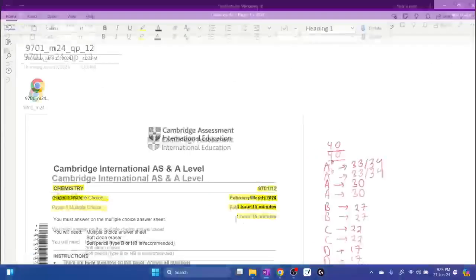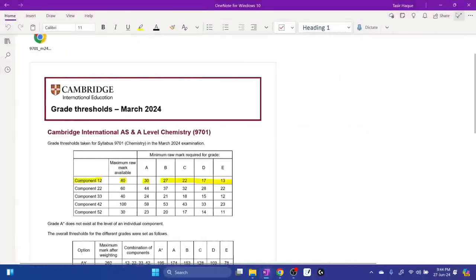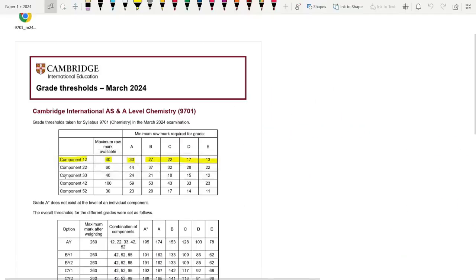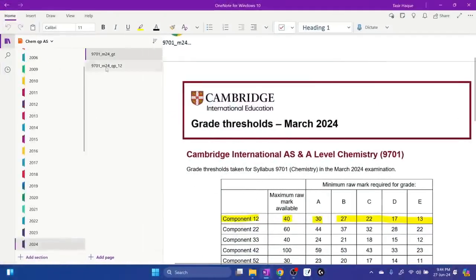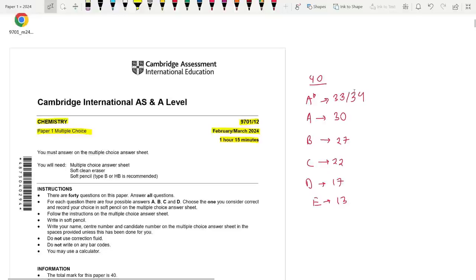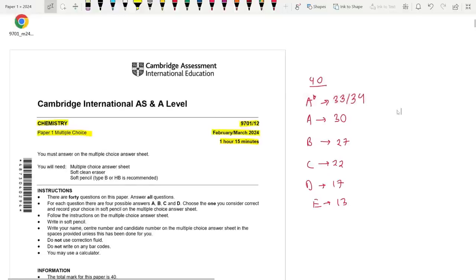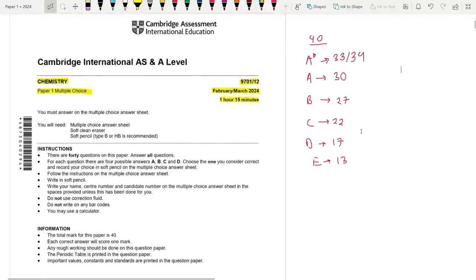So let's talk about the threshold, shall we? Take a look at the threshold. Here you go. We're solving component 12 over here. The maximum raw mark available is 40. A was at 30 out of 40, B was at 27, C was at 22, D was at 17, and E was at 13. A star should be at around 33 or 34. Considering the mark difference between each grade is around 3 or 4 approximately, assuming that stays constant, A star should be somewhere along there.